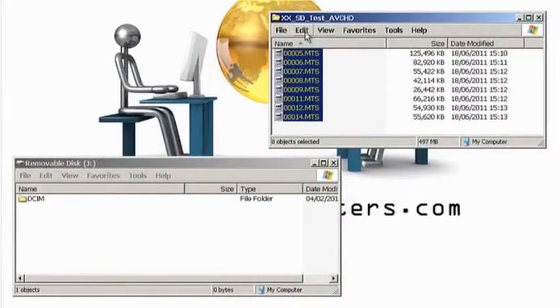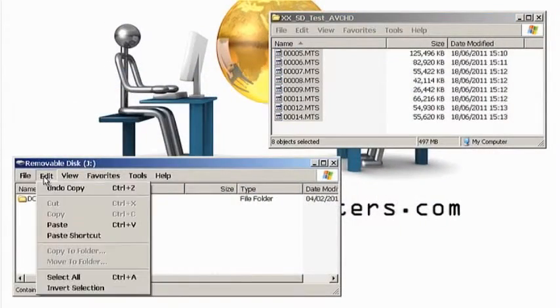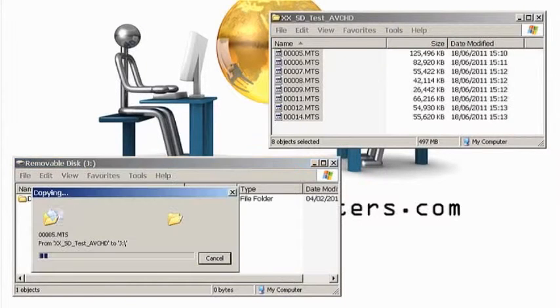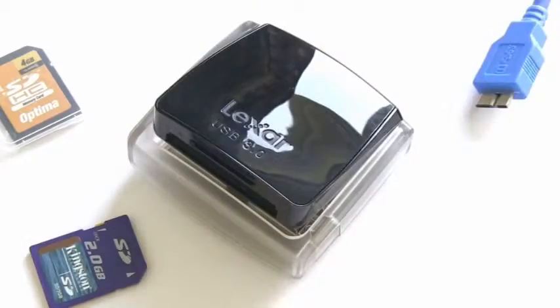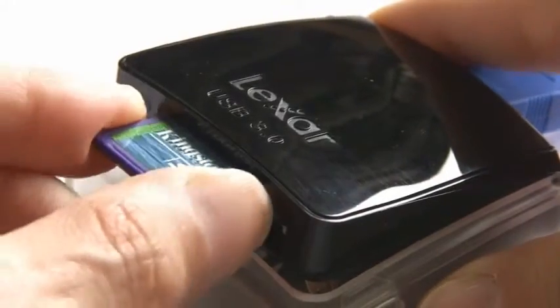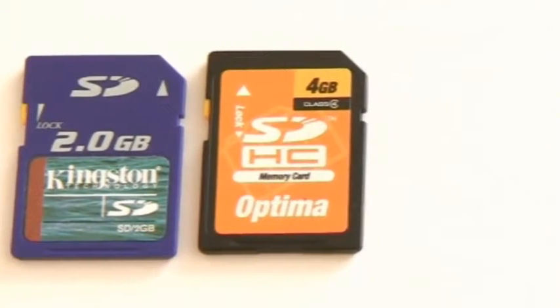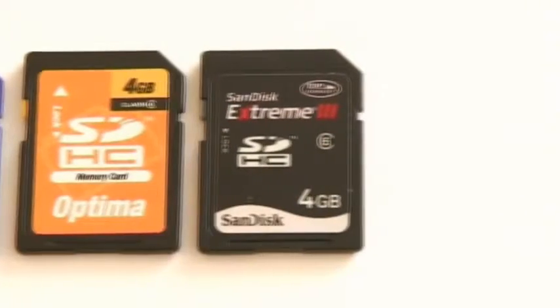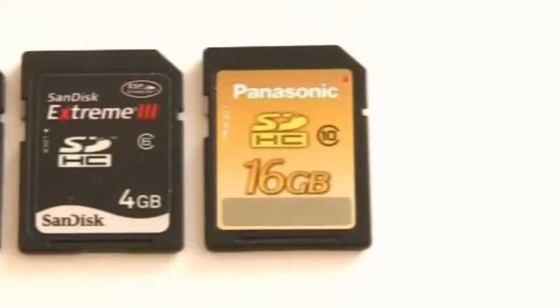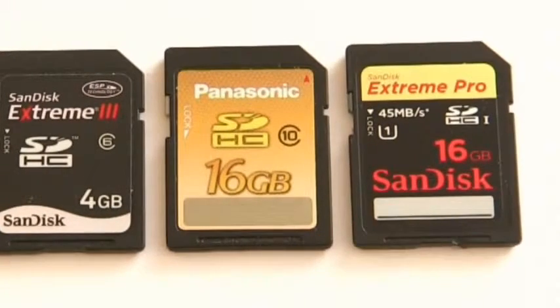To demonstrate the differences, I'm going to copy half a gigabyte of files to a card of each class. To do this, I'm using a Lexar USB 3 reader, which is currently the fastest on the market. The cards being tested are a Class 2 Kingston, a Class 4 Optima, a Class 6 SanDisk Extreme 3, a Class 10 Panasonic, and a UHS 1 SanDisk Extreme Pro.